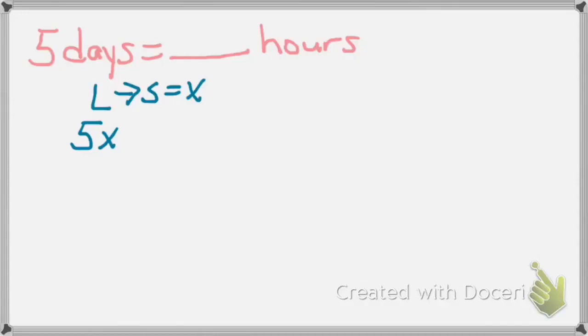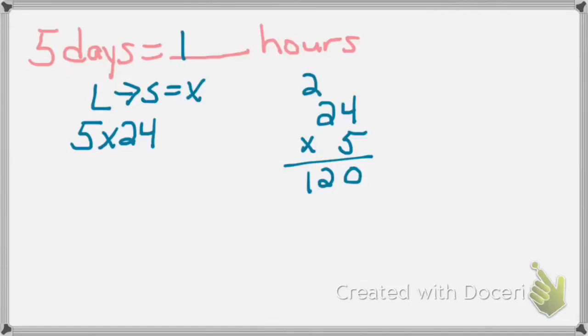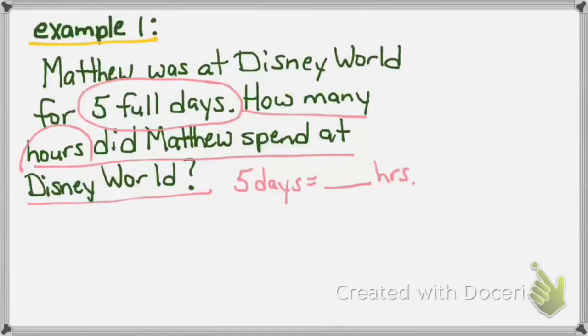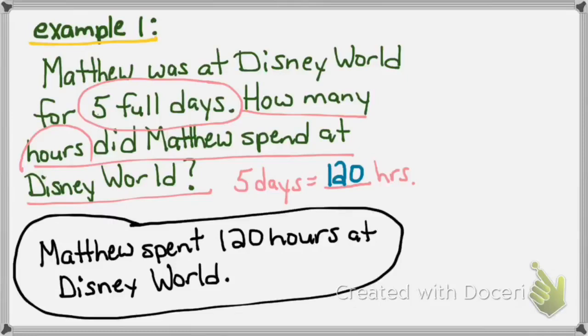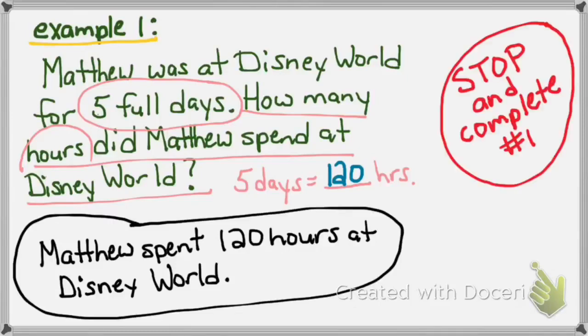So back in my problem, I'll write my conversion down, which is 24. 5 times 24, I don't know that by heart, so I'm going to use some scrap paper because I think scrap paper is faster and more accurate. So that's going to equal 120 hours. So I go back to my original question. Let's put in 5 days equals 120 hours. And the question says, how many hours did Matthew spend at Disney World? So my answer, Matthew spent 120 hours at Disney World. And that's the final answer. Please stop the video and complete worksheet number 1 right now.